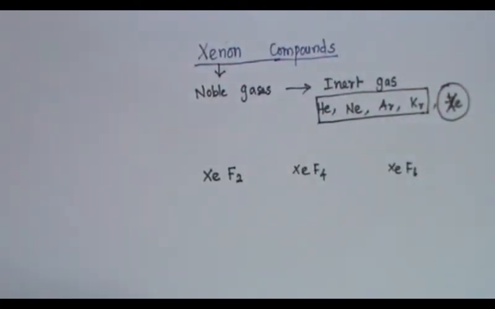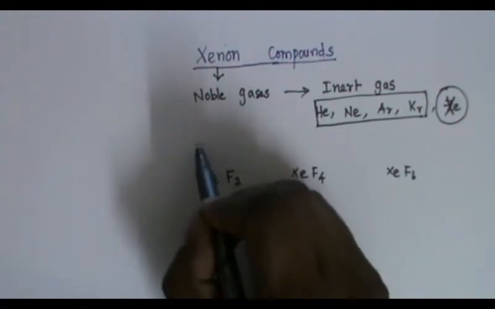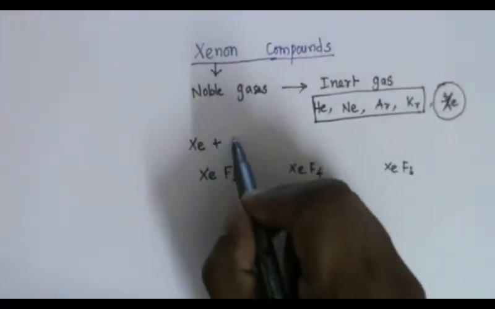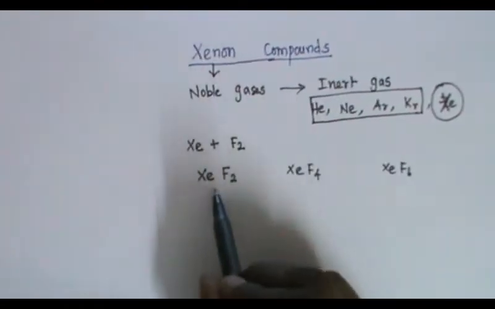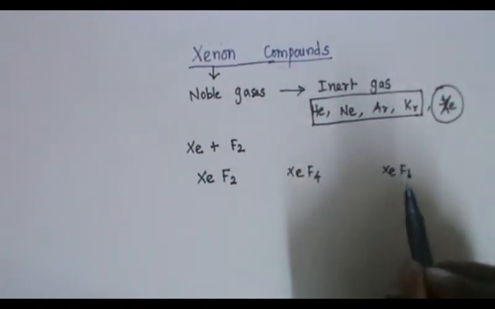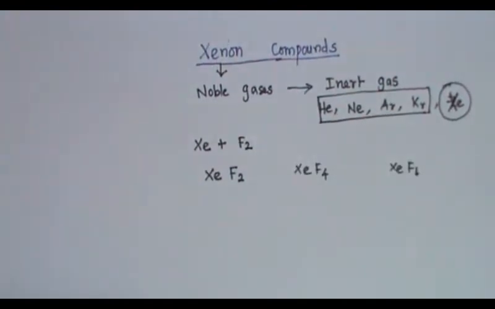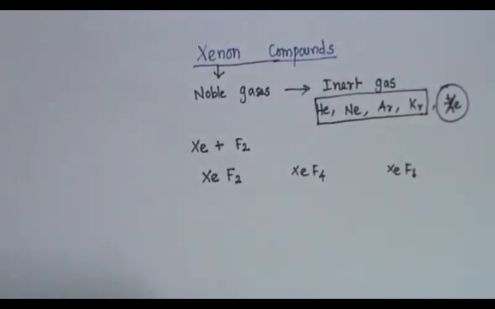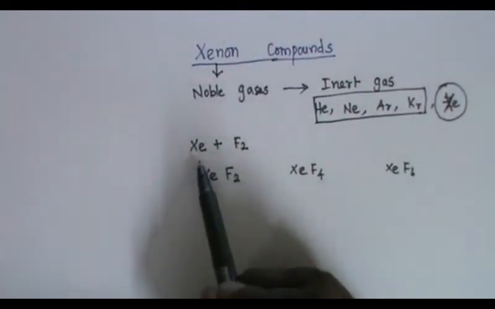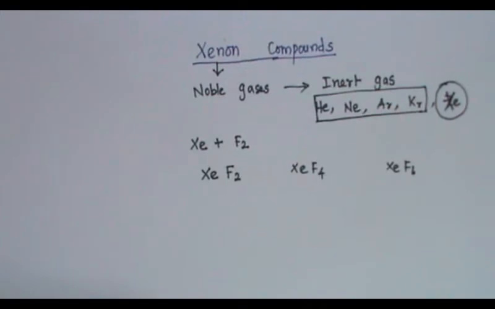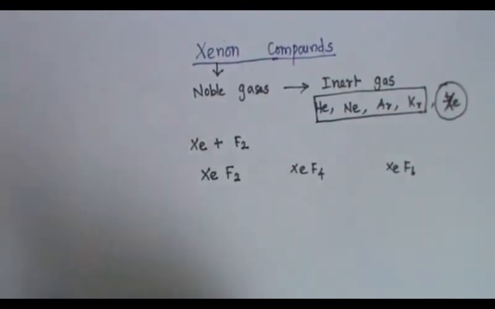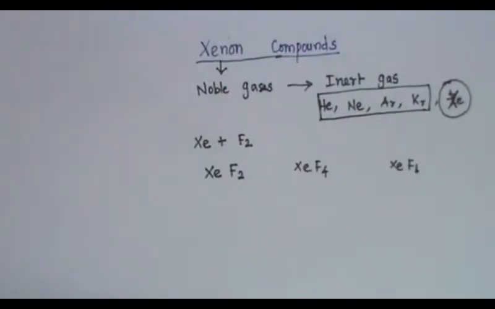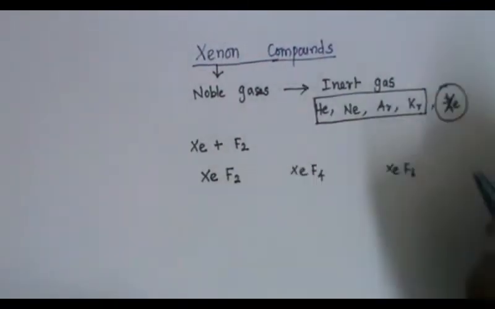How do we synthesize them? It is very simple. Take xenon, add fluorine. If you add 1 equivalent, you will get this. With 2 equivalents, you will get this. With 3 equivalents, you will get this. But XeF8 is not available. So even though there are 8 electrons in the outermost shell of xenon, XeF8 is not possible to get. So we have XeF2, XeF4 and XeF6. So these are fluorine compounds.